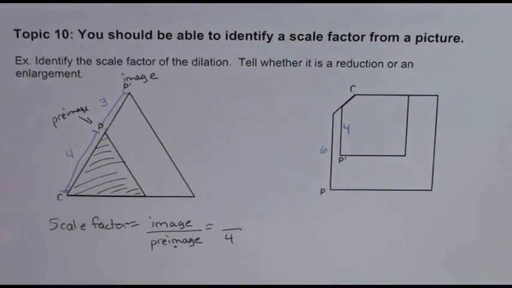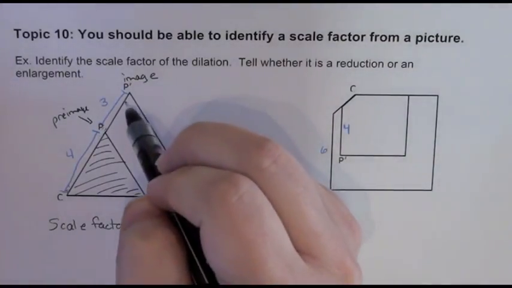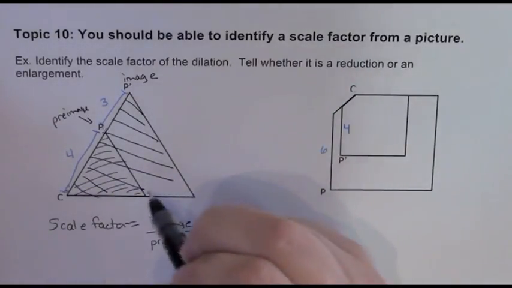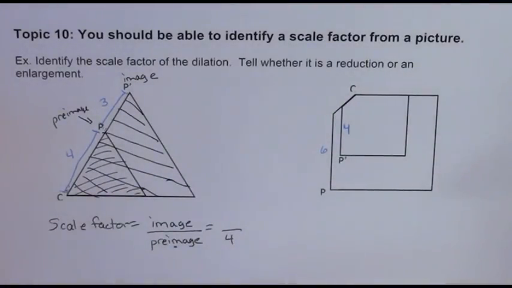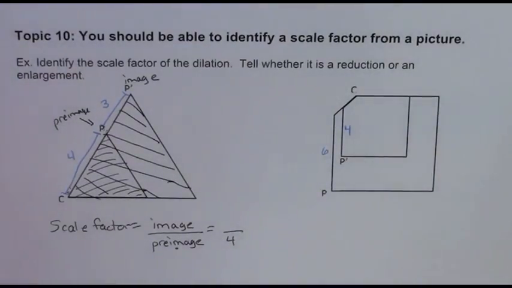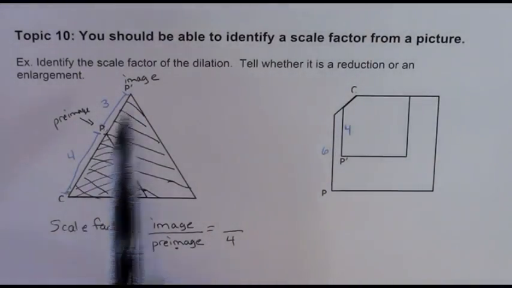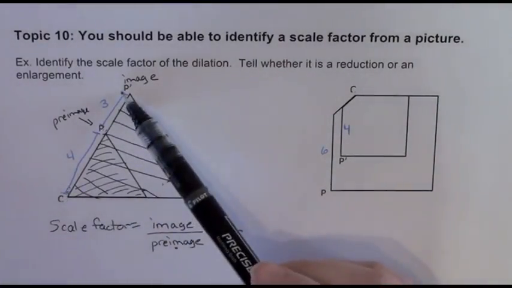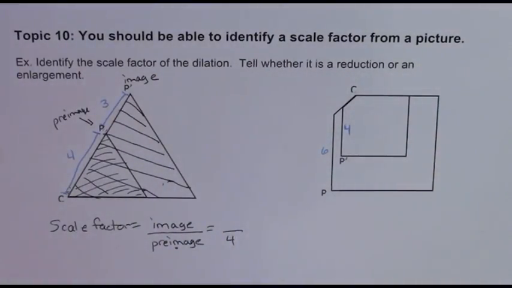Now the image, though, is the big triangle. It looks more like this. When you apply a scale factor, a dilation, your picture doesn't change shapes. It's still a similar shape, so the triangle turns into a triangle. It's not just the quadrilateral over here, it's the whole triangle. So what we need is the length of the whole side of the big triangle.